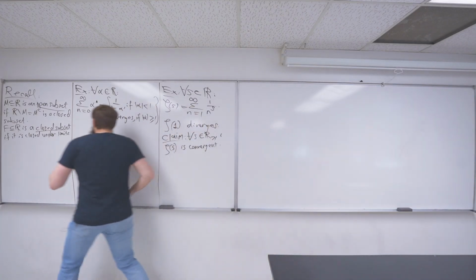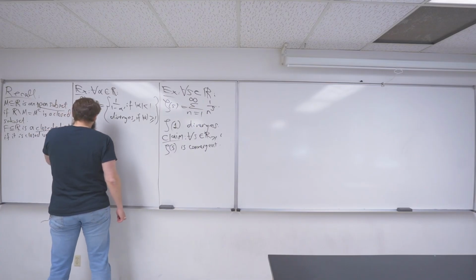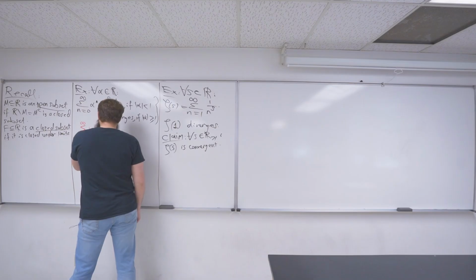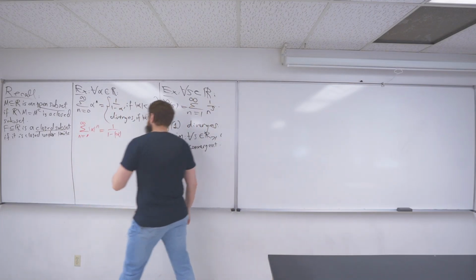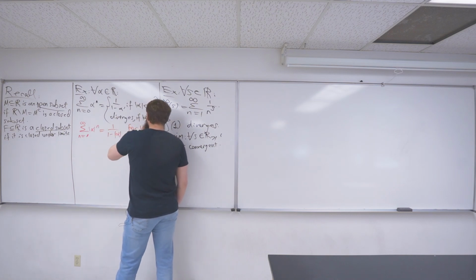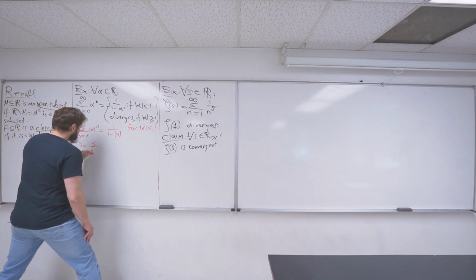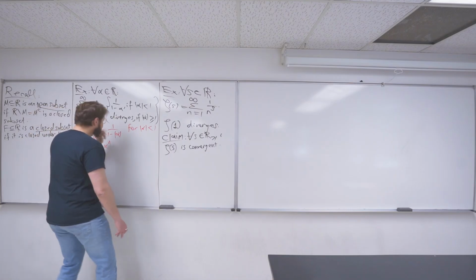So this, insofar as alpha is less than 1 in absolute value, again converges. And it converges to this number, for alpha less than 1 in absolute value. So this series is absolutely convergent.